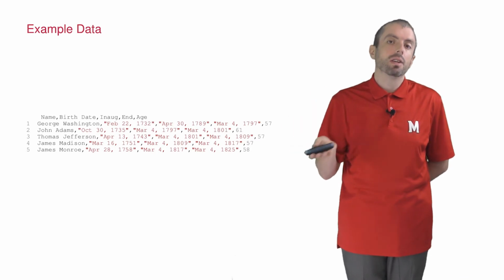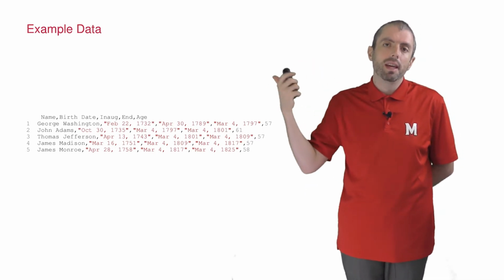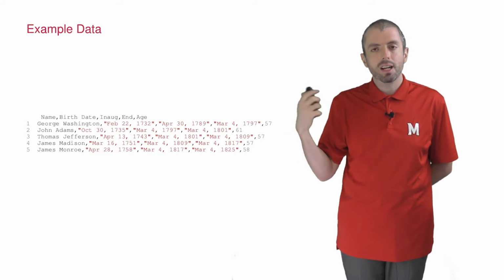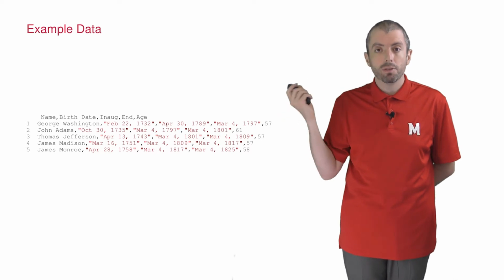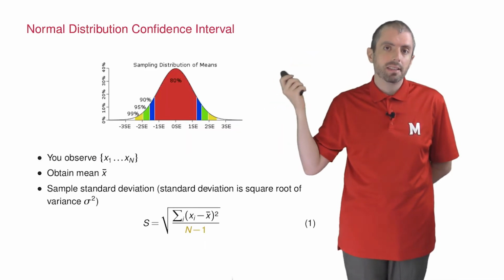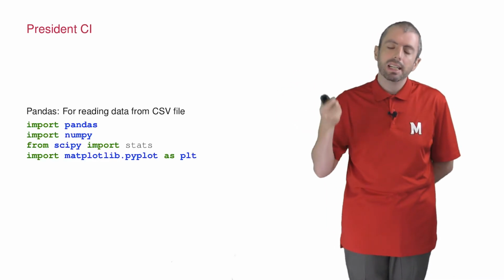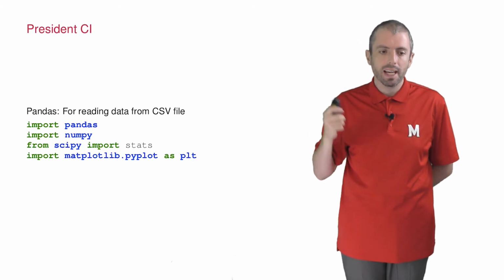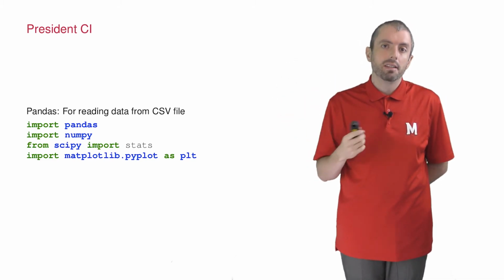So now let's look at some data. In this case, the ages of presidents when they were inaugurated into the office of President of the United States of America. We can apply the formulas on the previous slide to compute the mean and the sample standard deviation. Let's go over what this would look like in Python. We first have to import a bunch of stuff as usual. We're going to use a new package called pandas for reading in the data from a CSV file.